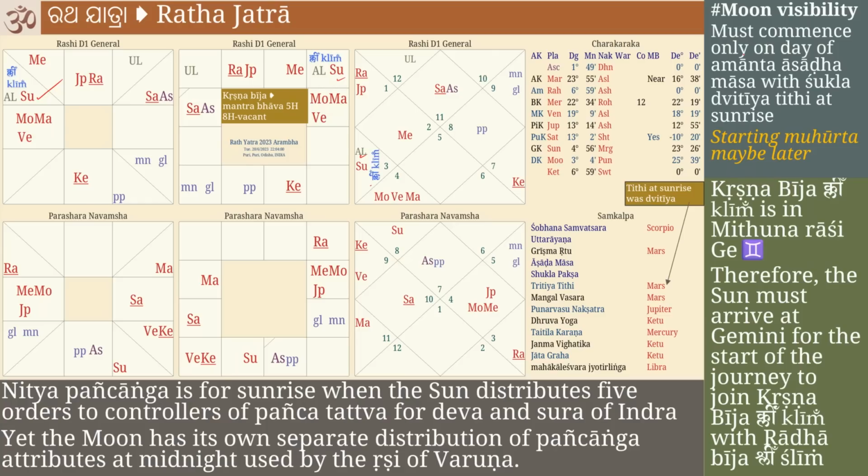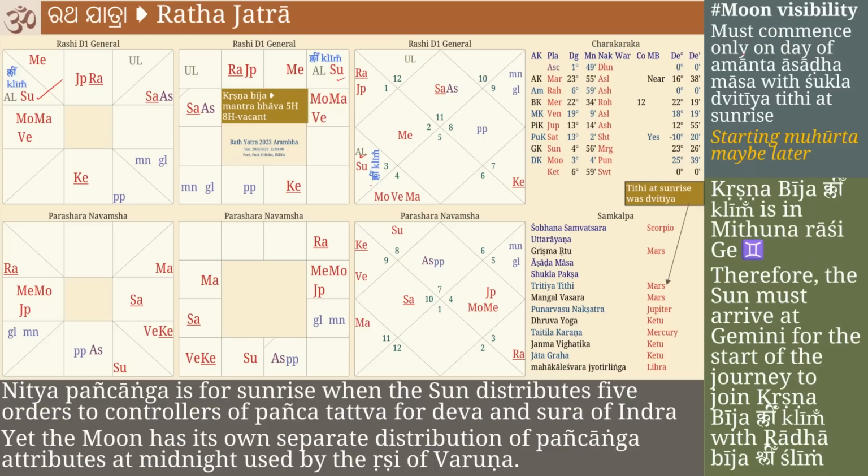The condition is the visibility of the moon. Rath Yatra must commence only on the day of the Amanta. There are two types of calendars. One is the Shuklanta calendar, which is for sadhana, for your spiritual practices. Whereas for the people of Bhuloka, for festivals and all such things, the Amanta calendar will be used. Amanta has to do with Amavasya to Amavasya. The end of Amavasya is called Amanta. Ama, Anta. Amavasya, Anta. The end of Amavasya is the Amanta calendar.